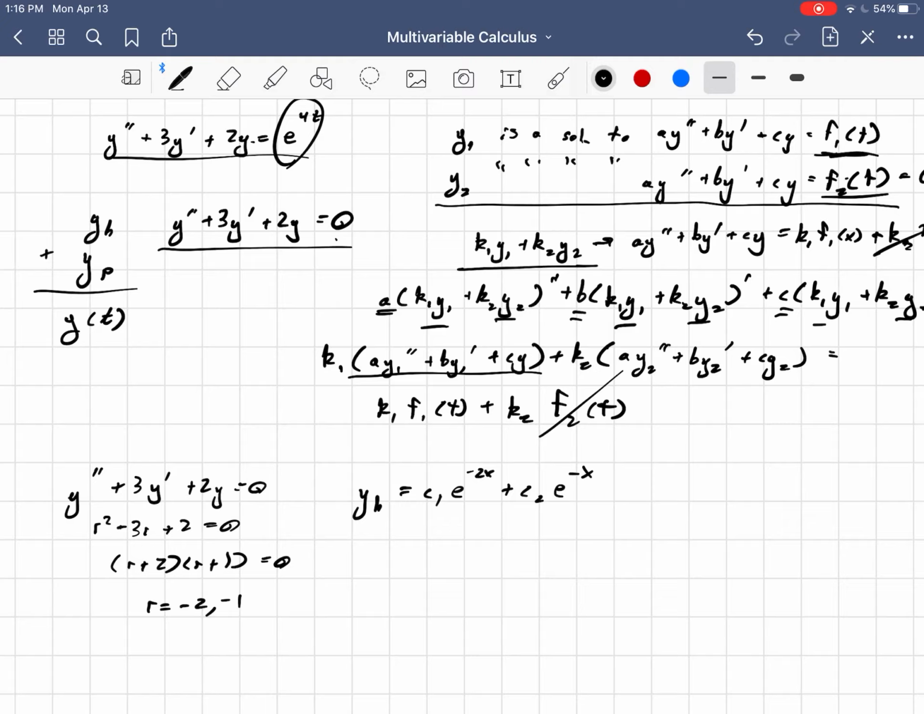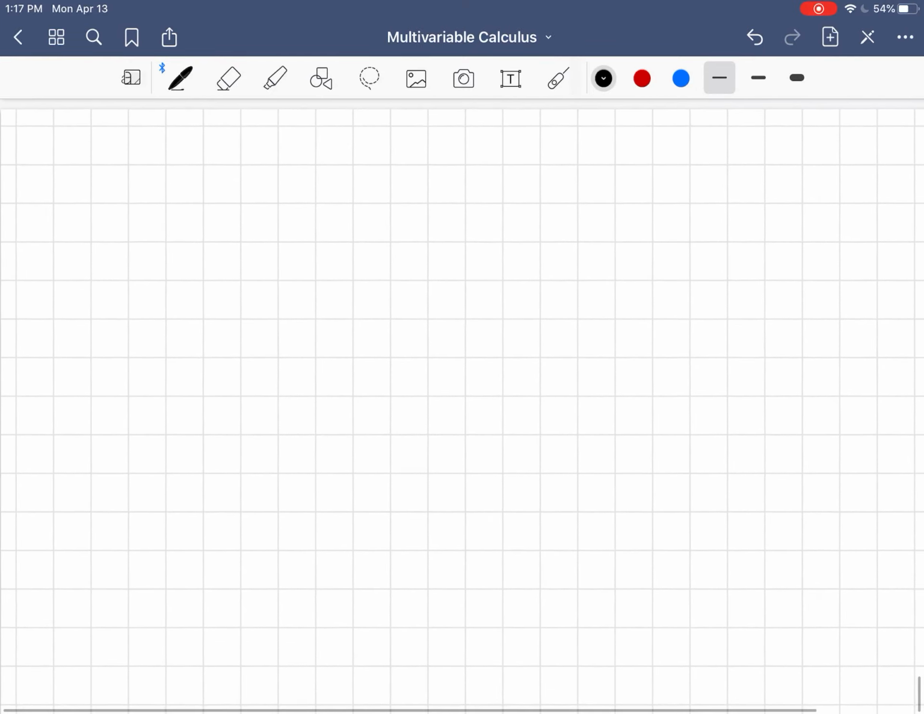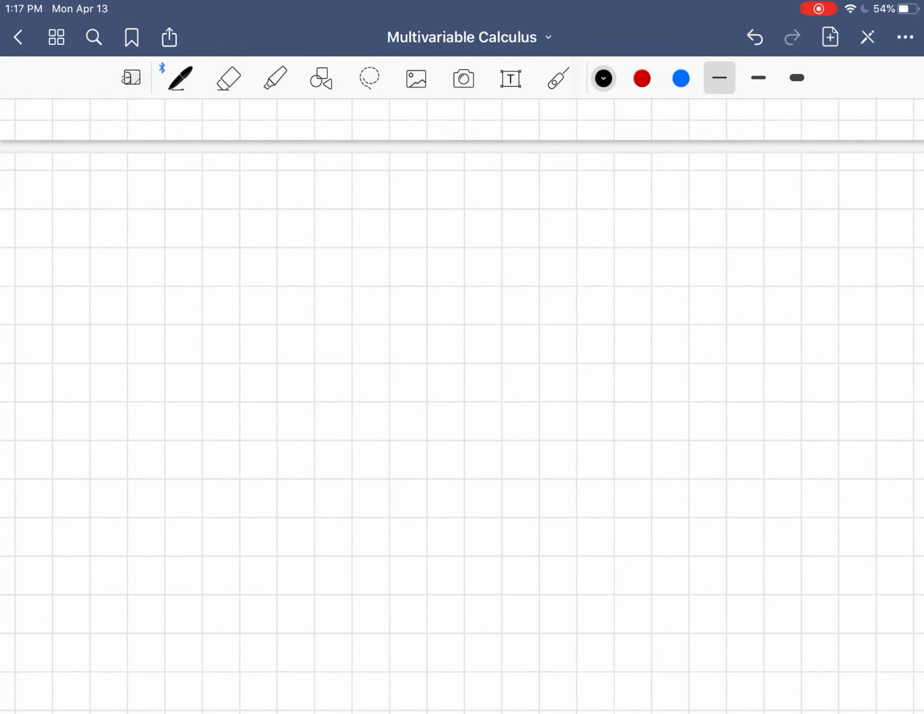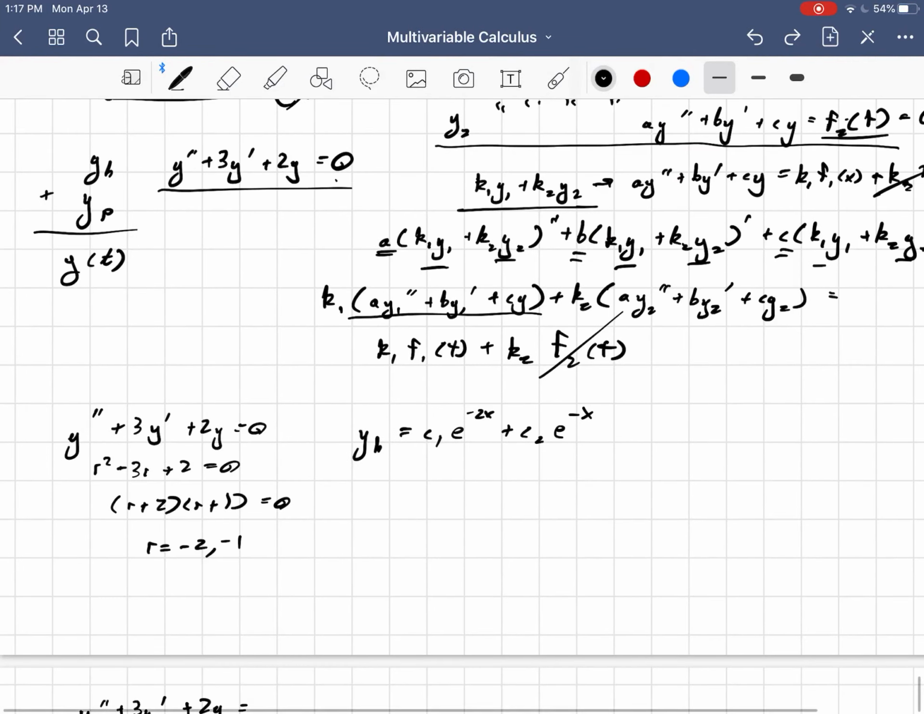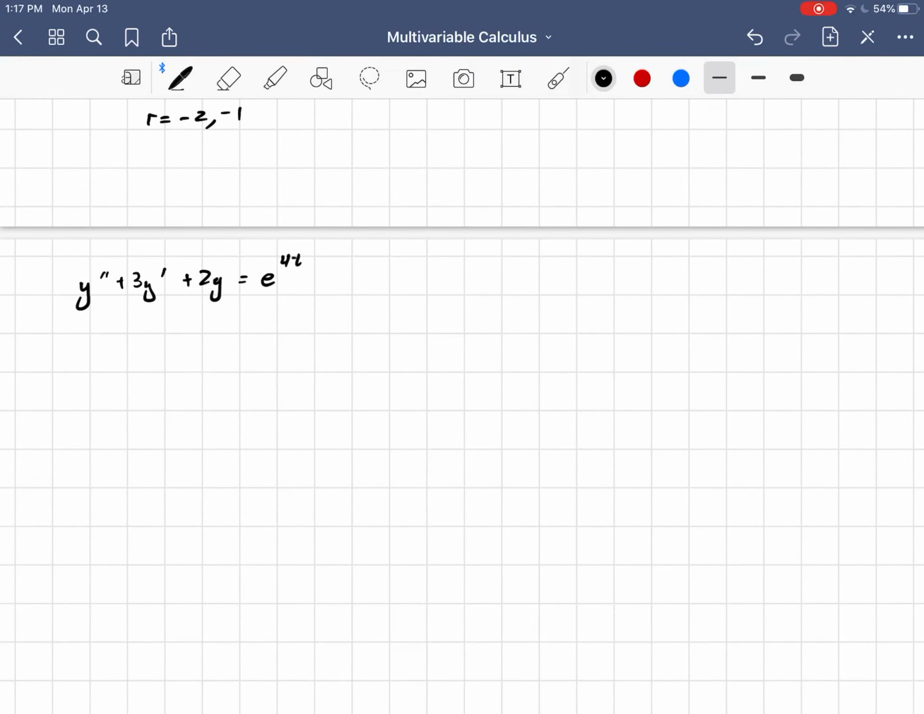And so y sub h, the solution to the homogeneous equation, is c sub 1 e to the -2x plus c sub 2 e to the -x. And that's the homogeneous solution. Now, the particular solution is where the method of undetermined coefficients comes in. So we had y double prime plus 3y prime plus 2y equal to, I think it was just e to the 4t. E to the 4t.